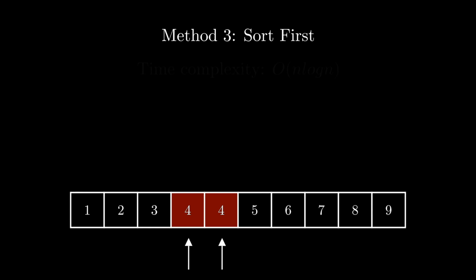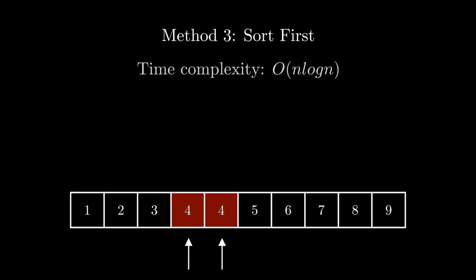Well, we need to scan through the entire array in the worst case, and that would be O of n. However, we sorted the array in the very beginning. The fastest sorting algorithm is O of n log n. Since O of n log n is larger than O of n, the big O for the entire algorithm is O of n log n.